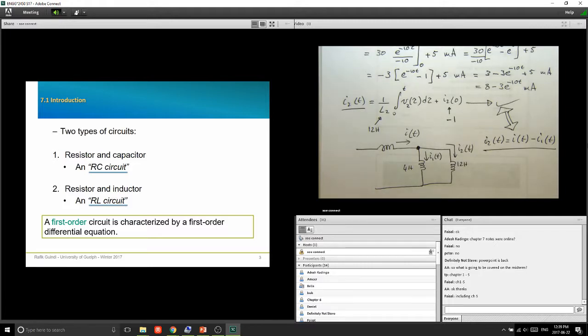To have a first order differential equation, you're going to have either a capacitor or an inductor, but not both together. If you have both together in a circuit, you're going to end up having a second order equation. And that's going to be chapter 8.